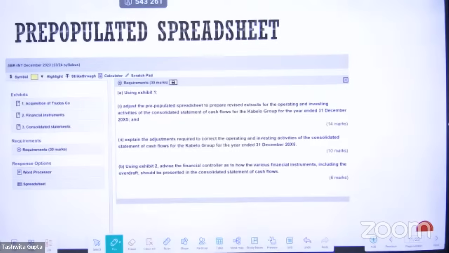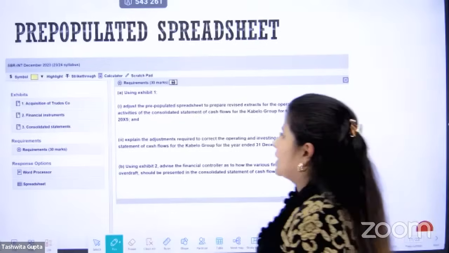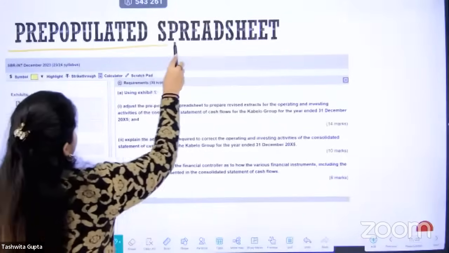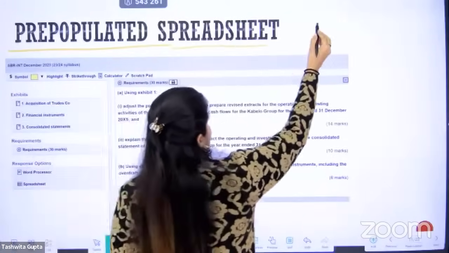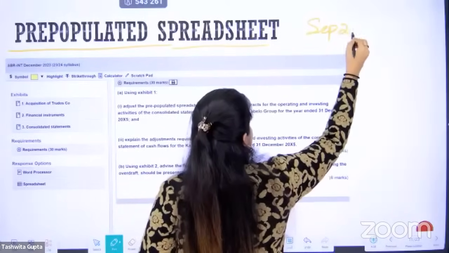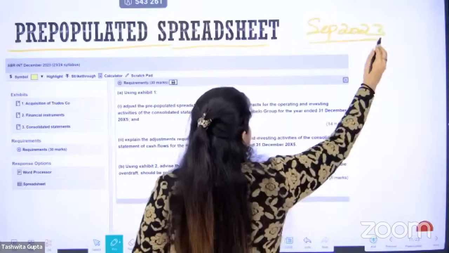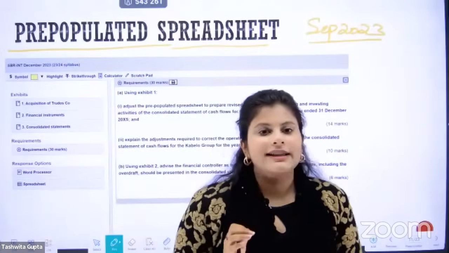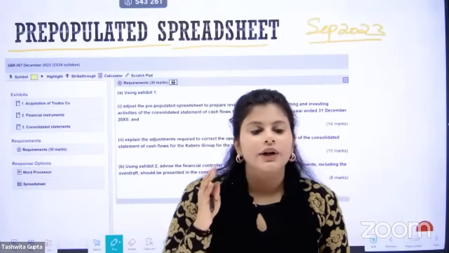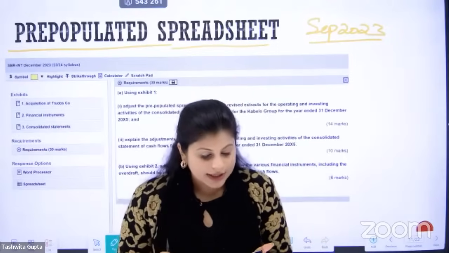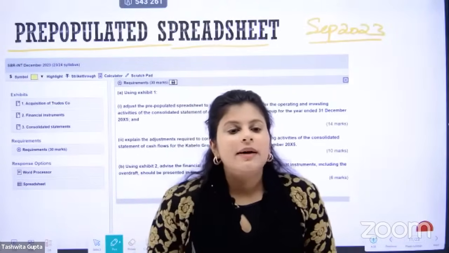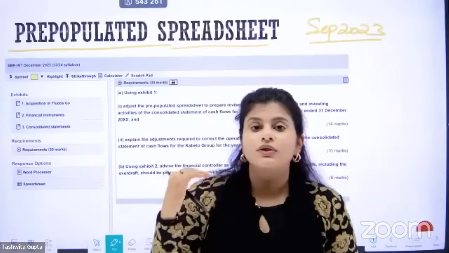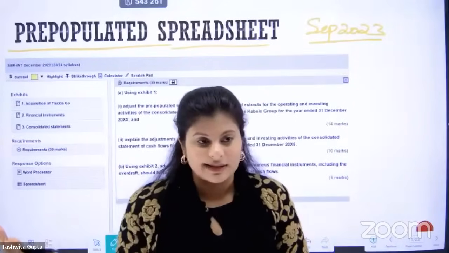Let's continue. Let's talk about pre-populated spreadsheet. What is there in pre-populated spreadsheet? I hope everyone has heard about this, that from September 2023, there was a change and this pre-populated spreadsheet was introduced in our exam. So we have started using pre-populated spreadsheet. This is something which would be given to you in the paper, which would be already there in the Excel response option, and we are supposed to fill that Excel.